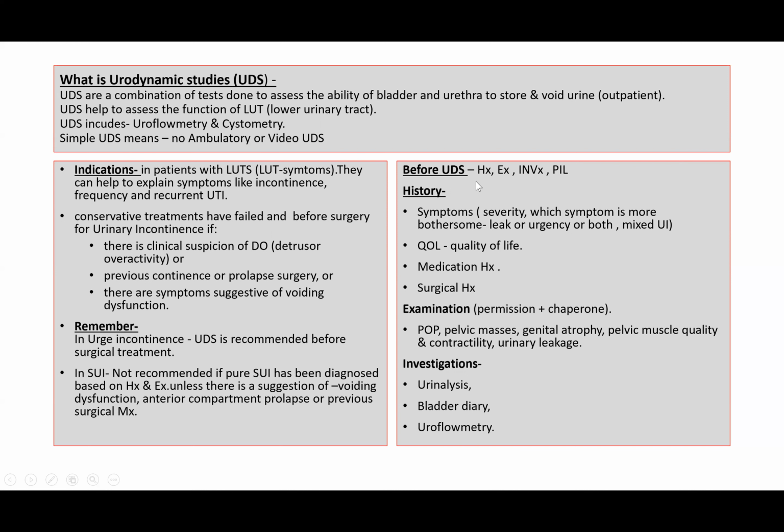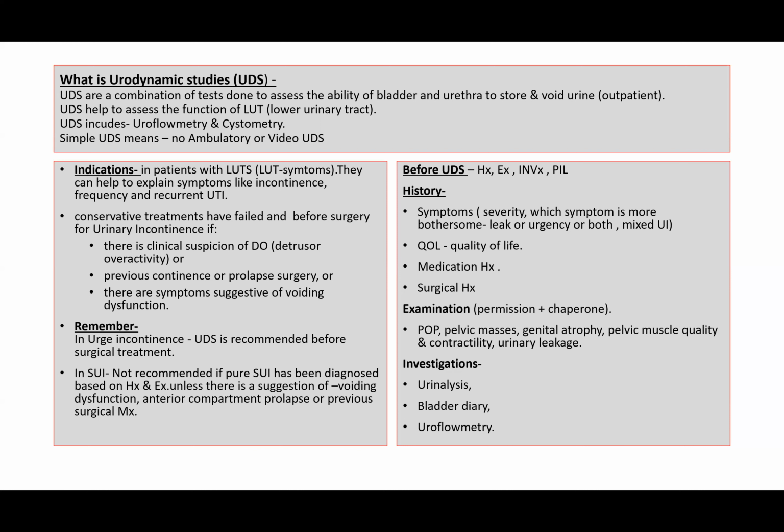So before urodynamics, what should be done? We have to take the history from the patient, offer an examination, offer some important investigations, also offer her the PILL, that is the patient information leaflet, and of course take her consent before doing the urodynamic studies. In the history, we have to inquire about the symptoms of incontinence, the severity, which symptom is more bothersome, and whether it is affecting the patient's quality of life. There are quality of life questionnaires we can ask them. We have to inquire about medications like anticholinergics and diuretics, and any previous surgery.